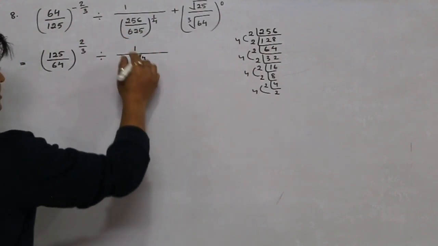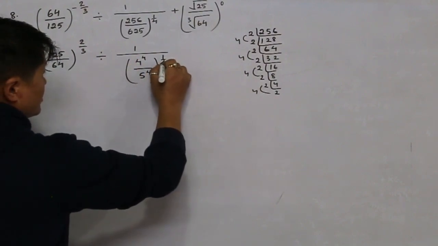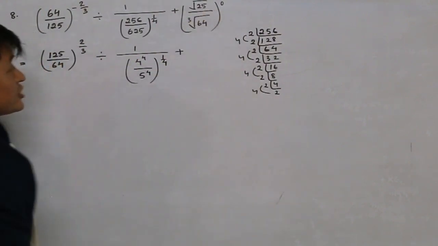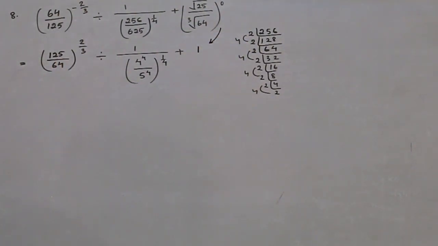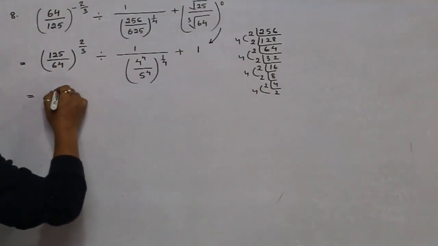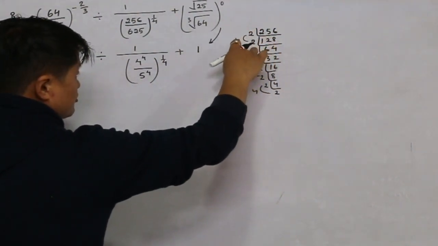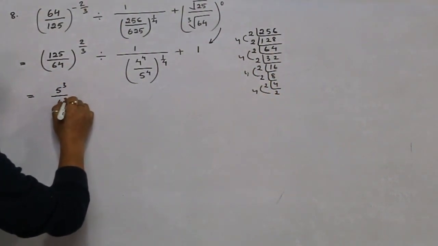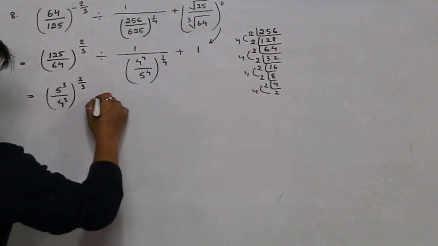And similarly, we can find this 625 is 5 to the power 4, whole to the power 1 by 4. Plus any number to the power 0 is 1. From here, we'll get directly 1. Any number to the power 0 is 1. This is equal to, again, 125. The power of 5 is 5 to the power 3, which is 125, and here 64, if you see, 4 to the power 3 is 64, whole to the power 2 by 3.